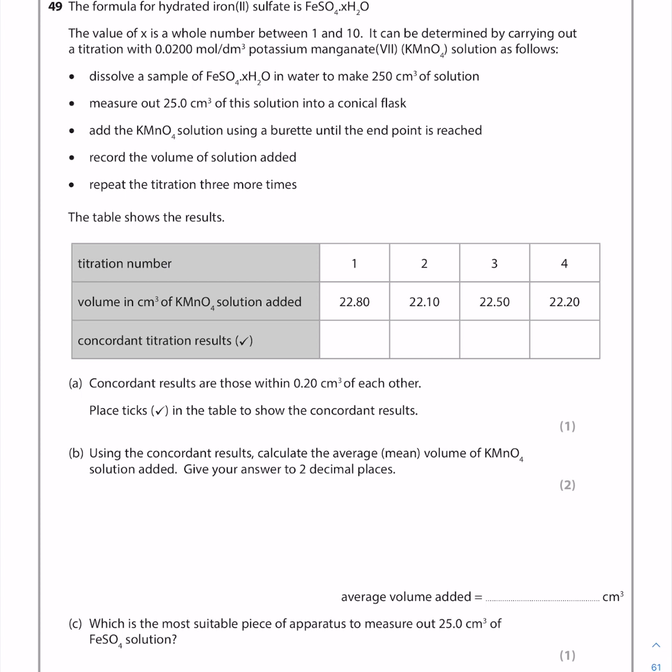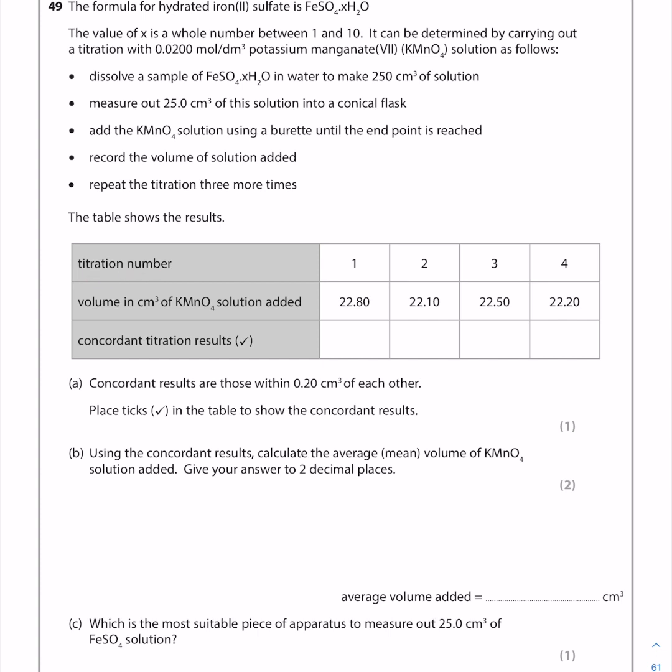Question 49. The formula of hydrated iron 2 sulfate is FeSO4.xH2O. The value of X is a whole number between 1 and 10. It can be determined by carrying out a titration with 0.0200 mole per cubic decimeter potassium manganate VII solution as follows. Dissolve a sample of iron sulfate.xH2O in water to make 250 cubic centimeter solution. Then measure out 25.0 cubic centimeter of this solution into a conical flask. Add potassium manganate solution using a burette until the end point is reached. Then record the volume of solution added. Repeat the titration 3 more times. The table shows the results.